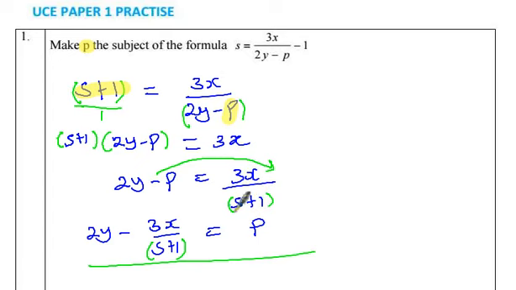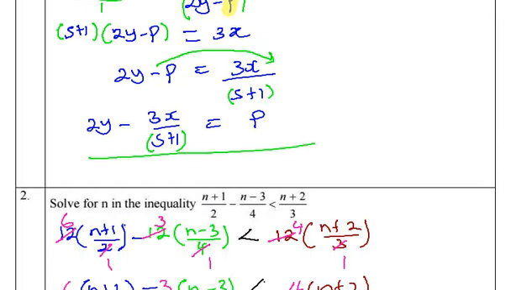I take this entire term to the left-hand side of the equation so that it becomes minus 3x out of s plus 1. And with this, we do not need to go any further. We have our P left on one side, and so we have answered the question. So that is question 1. Let's look at question 2.